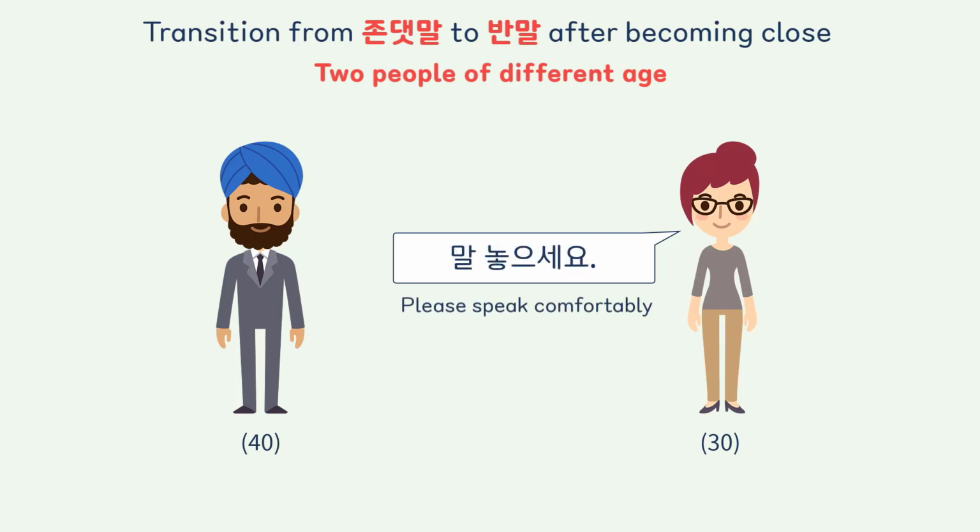Quite often, the younger person might say, 말 놓으세요. We use this sentence to suggest the older person to speak comfortably, and this is a way of being polite to the older person.